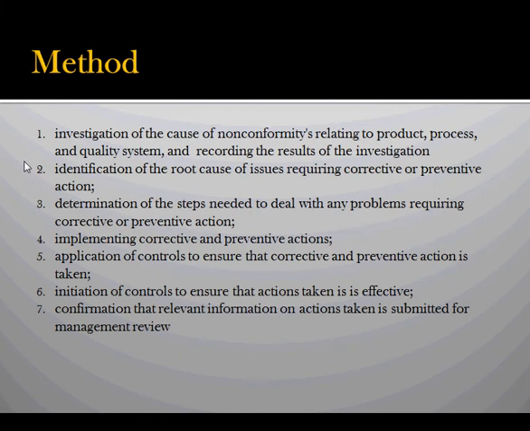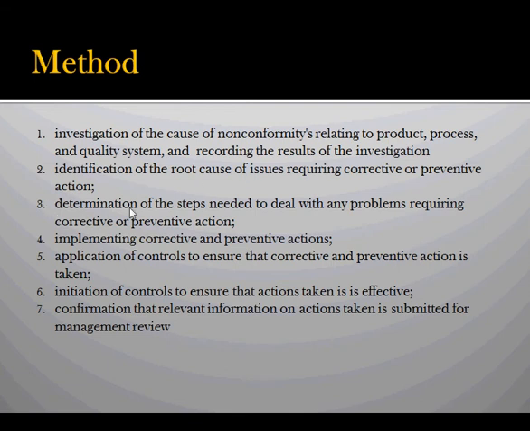So the steps that you go through for corrective and preventive action are as follows. Step 1, you should investigate the cause of the nonconformity. You look at the product, the process, or the quality system and record the results of that investigation. You should identify, based on the investigation, the root cause that requires corrective or preventive action.